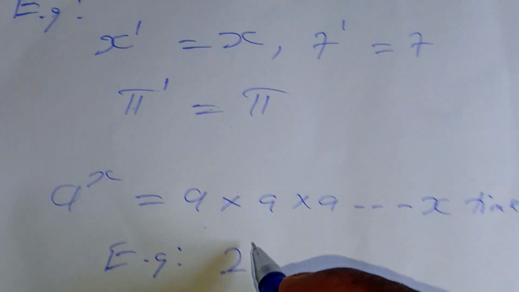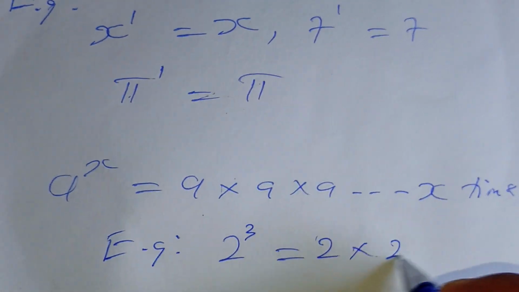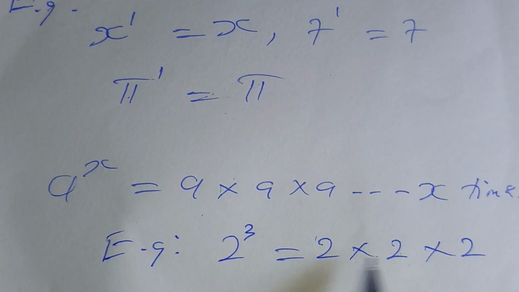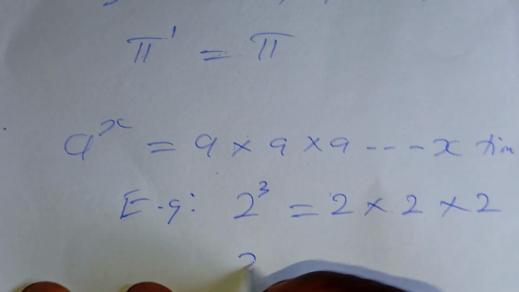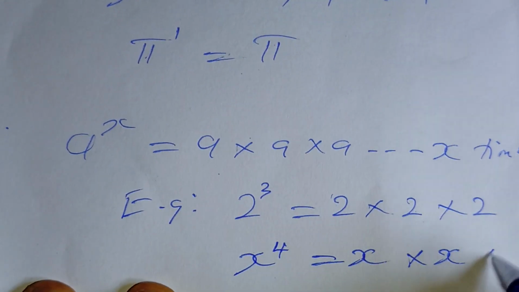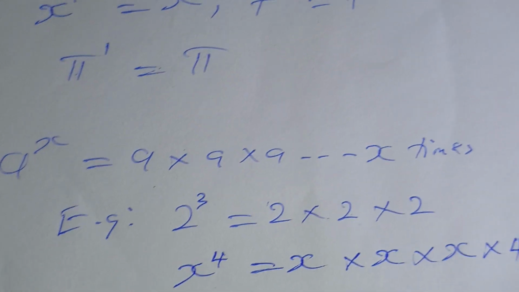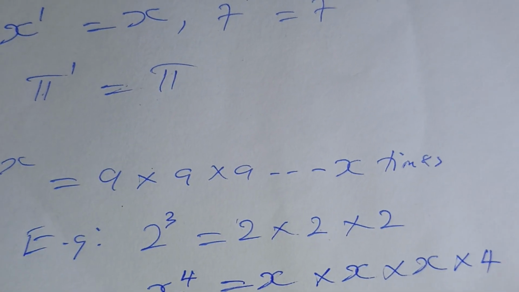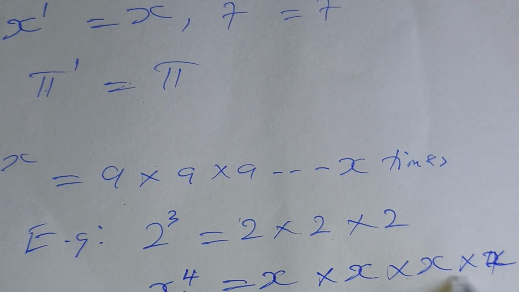If we say 2 raised to power 3, it means that it is 2 times 2 times 2. That's 2 multiplying itself 3 times. If we say x raised to power 4, it means x times x times x times x. That's x as the base multiplying itself 4 times.